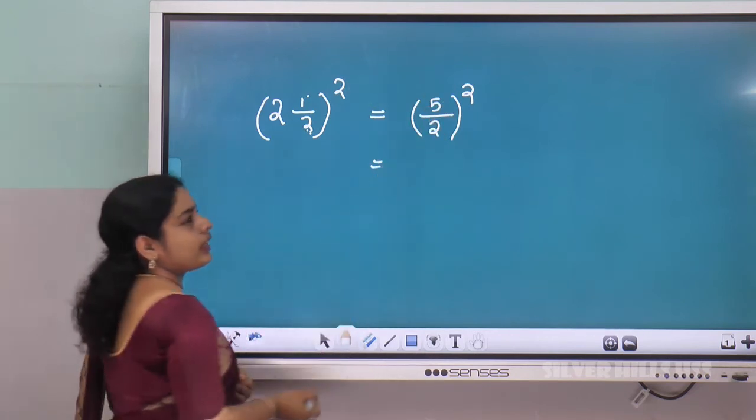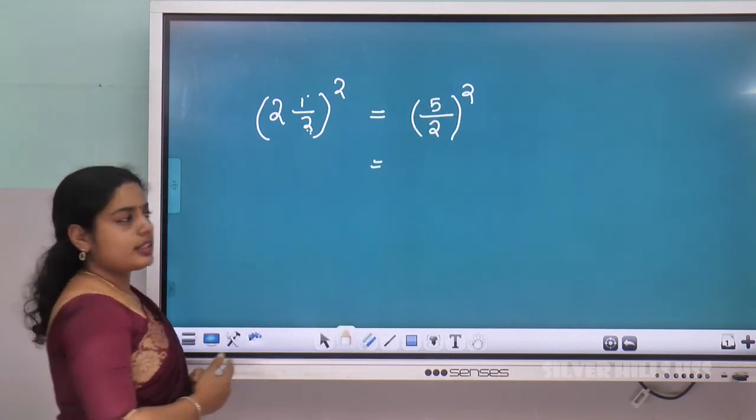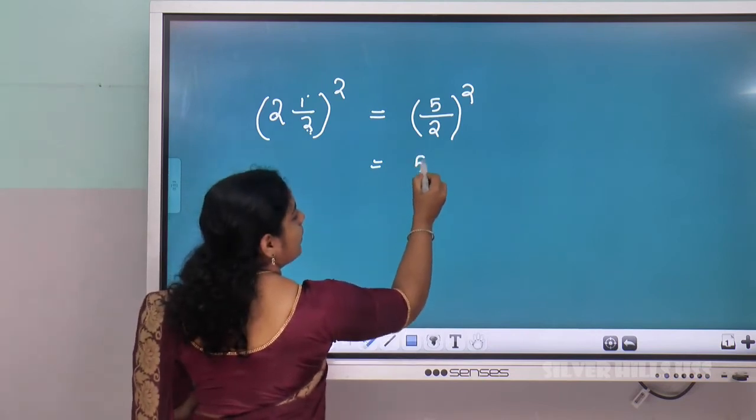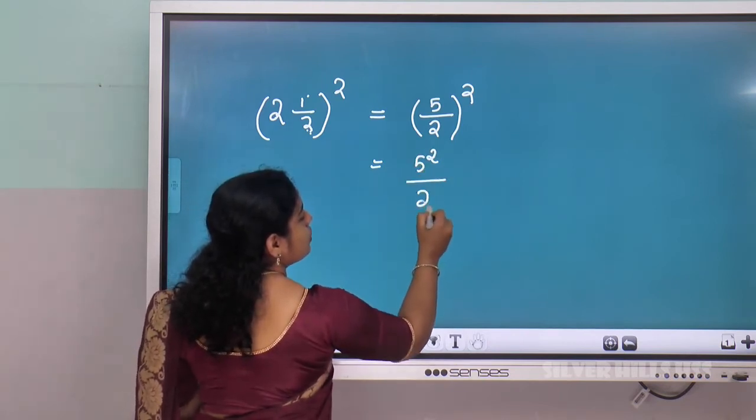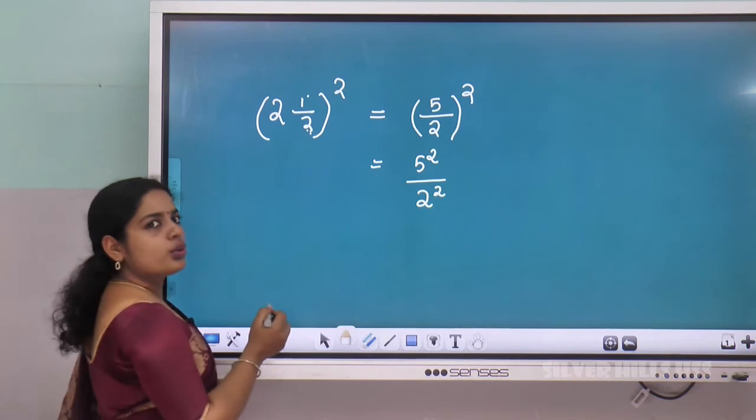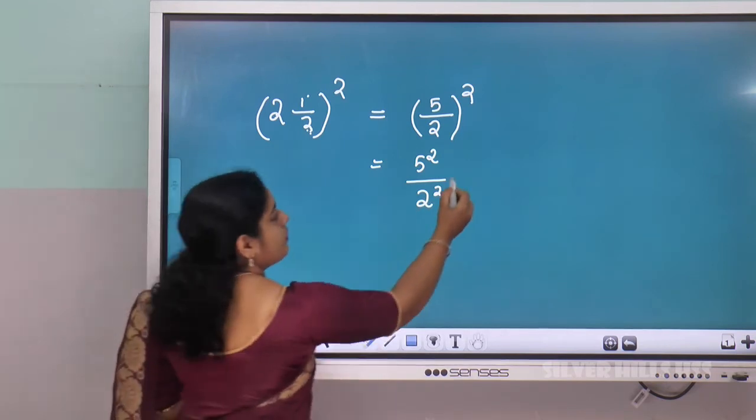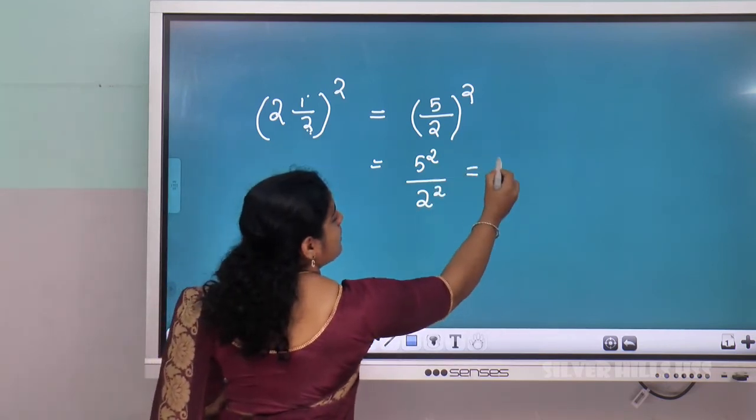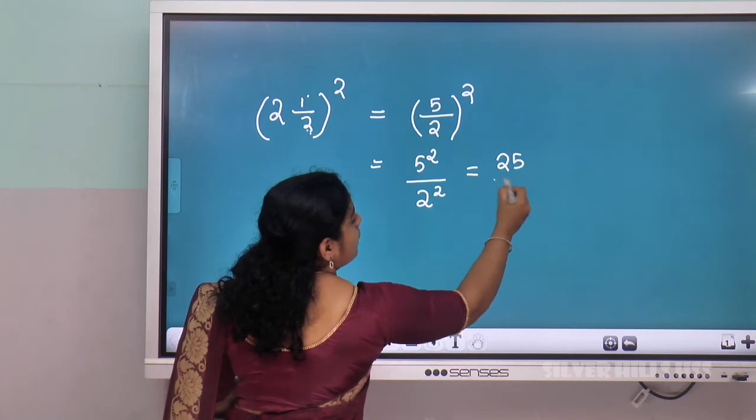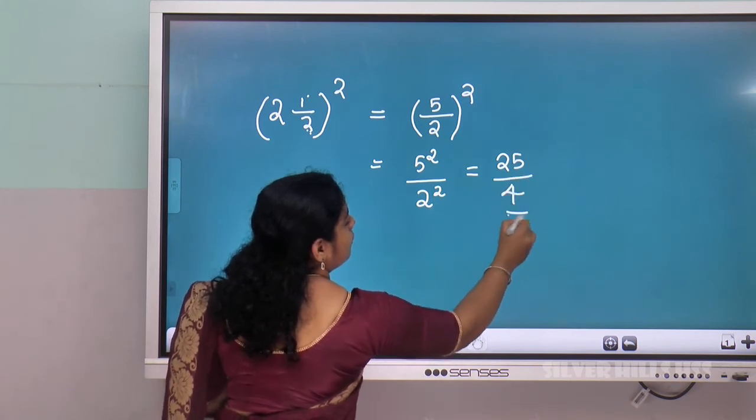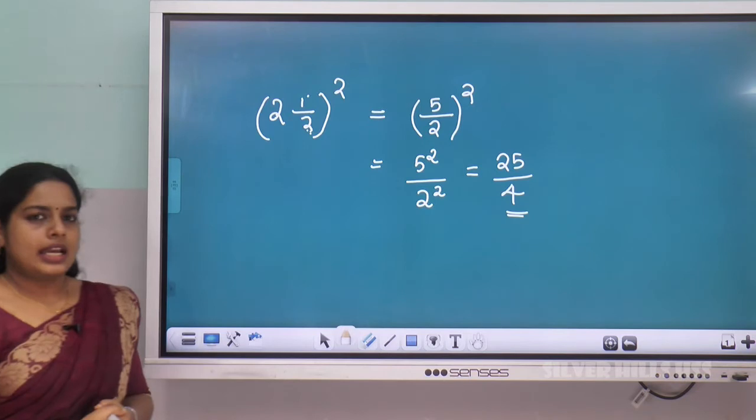Now, we know how to find 5 by 2 whole raised to 2. What is it? 5 raised to 2 divided by 2 raised to 2. Just give the powers to numerator and denominator separately, which is equal to 5 square is 25, 2 square is 4. This will be the answer.